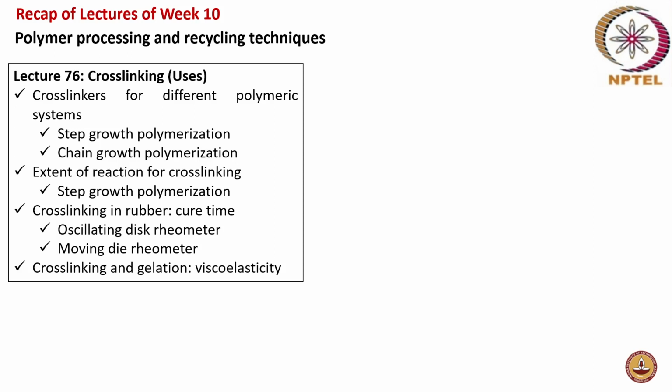The next lecture was on cross-linking. So what are the cross-linkers used for different polymeric systems? Like what happens in the case of a step growth polymerization? For example, in case of Resol, a thermal cross-linking by dehydration leads to the cross-linking process. Whereas in Novolac or epoxies, amines are used as cross-linking agents.